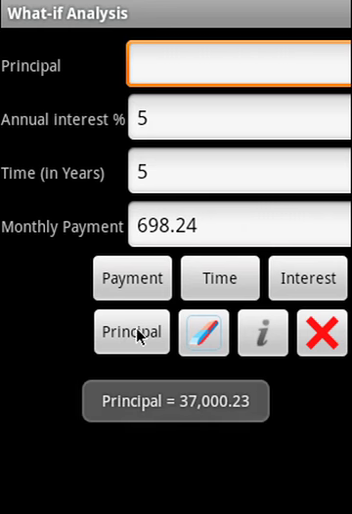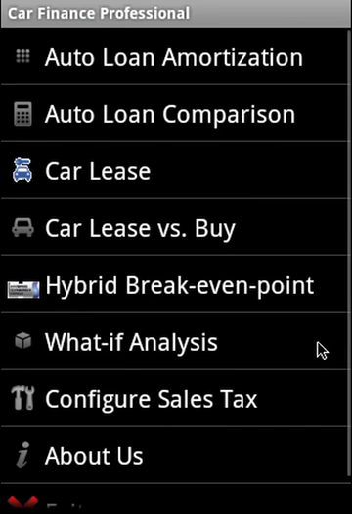We go ahead and calculate principal. And with this, I covered auto loan amortization, comparison, car lease, lease versus buy, hybrid break-even point, what-if analysis, and configuration. Thank you very much.